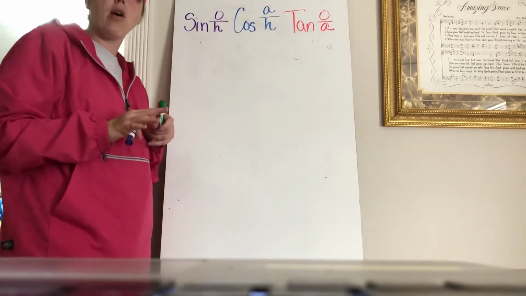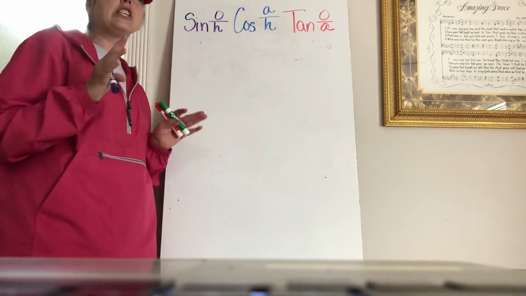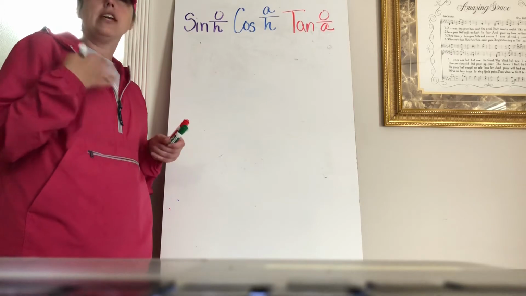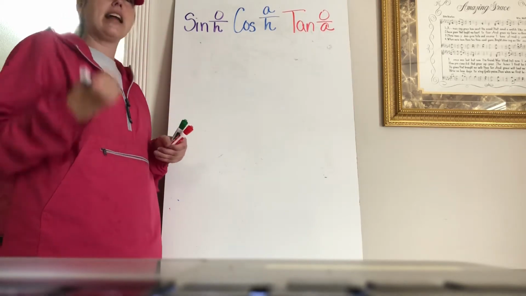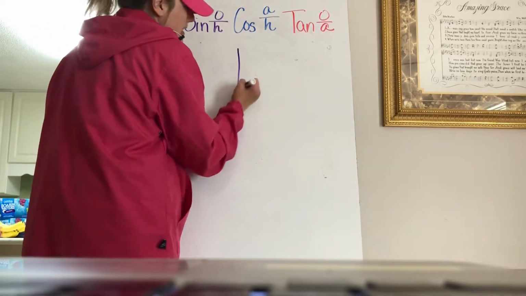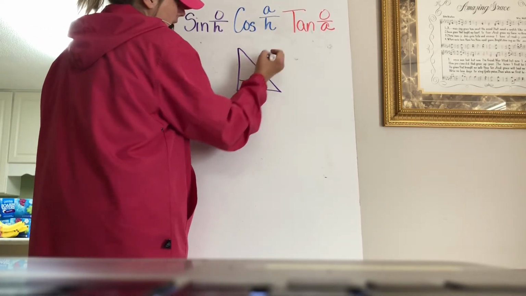The main important part of this is what you did day one, which is labeling those sides. Now the theta is the angle that you're looking from. So the adjacent and hypotenuse surround that angle. So the first thing we're going to do is let's just draw a right triangle. I'm going to give you some sides.